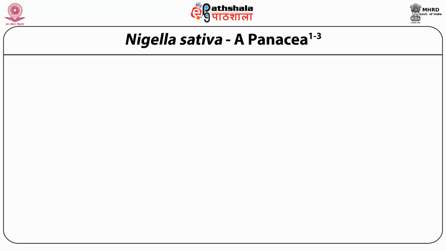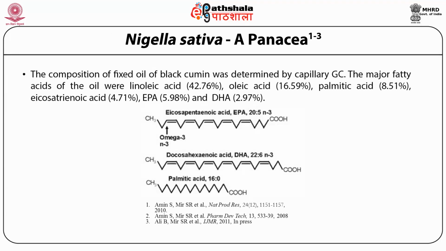GC has also been used for the detection of fixed oils, like in this case Nigella, which is black cumin. The composition of fixed oil from black cumin has been determined by capillary GC, and mass spectrometry has been used as its detector. Based on the GCMS profile, different fatty acids were identified, like linoleic acid, oleic acid, palmitic acid, and icosapentaenoic acid. These are very useful polyunsaturated fatty acids which are useful for cognitive health.